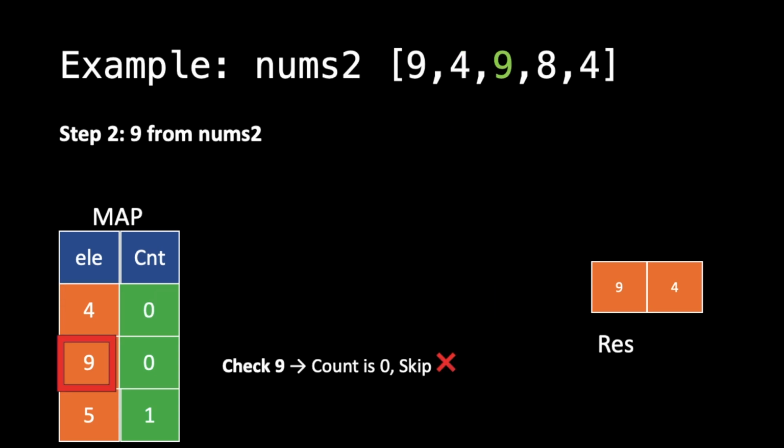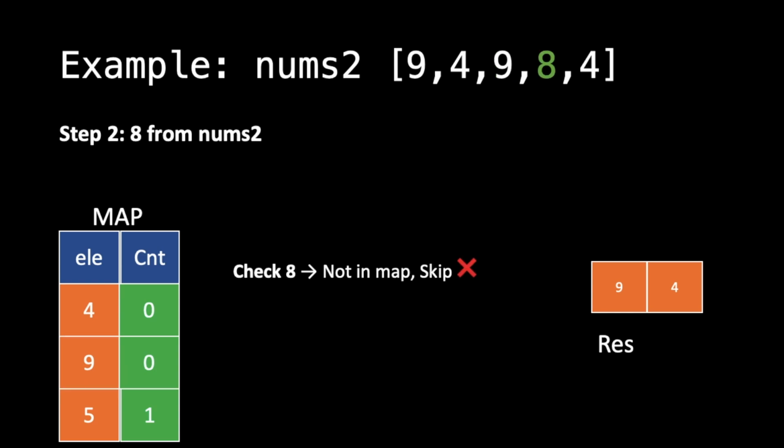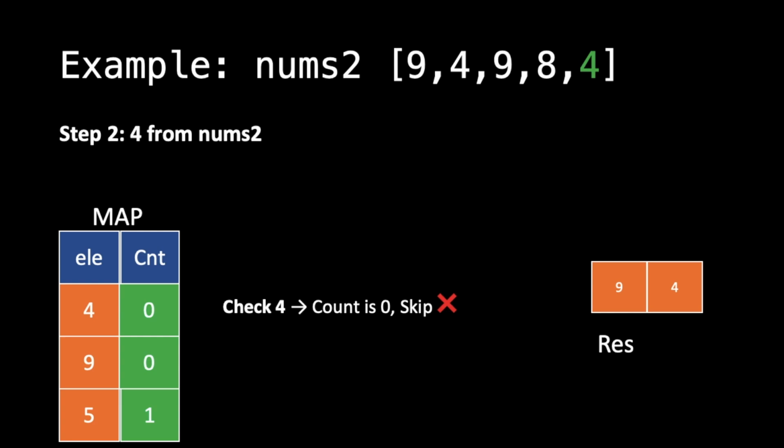The next element in nums2 is 9. Again we see 9 is there, but its count is already 0. If the count is already 0, we will not add it to our result, we will skip it because we have already taken that element. Now the next element in nums2 is 8. We can clearly see it is not present in the map, so we skip this step. Now the next element is 4. Again 4 is there, but its count is already 0, so we have already taken it. We skip this.